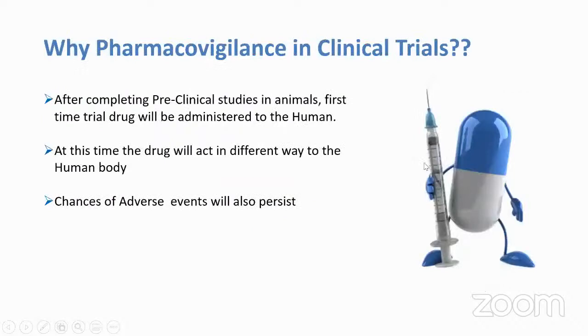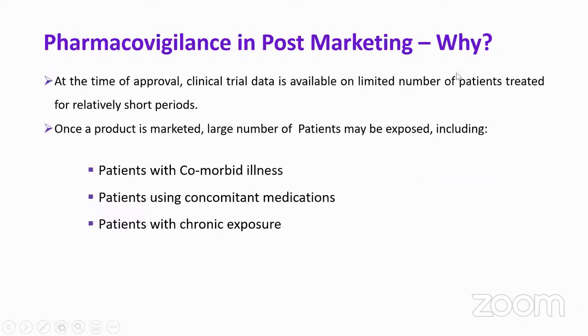So that is what this slide shows. Why pharmacovigilance in clinical trials? After completing preclinical studies in animals, the trial drug will be administered to humans for the first time. At this time, the drug will act in a different way in the human body, and chances of adverse events will also persist. That is what I was discussing. Next, pharmacovigilance in post-marketing. Why? At the time of approval, clinical trial data is available on a limited number of patients, because only a limited number of subjects are involved in the trial. They are treated for relatively short periods, maybe 10 years or so. But once the drug is released into the market, it may exist for its lifetime.